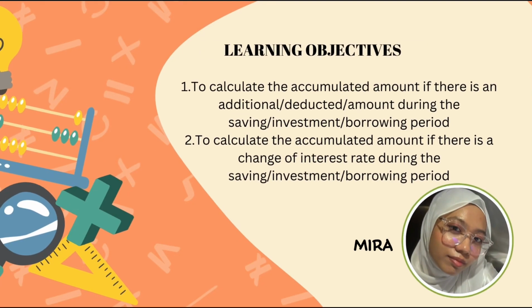Next, the learning objectives of compound interest. Number 1, to calculate the accumulated amount if there is an additional or deducted amount during the saving, investment or borrowing period. Number 2, to calculate the accumulated amount if there is a change of interest rate during the saving, investment or borrowing period.